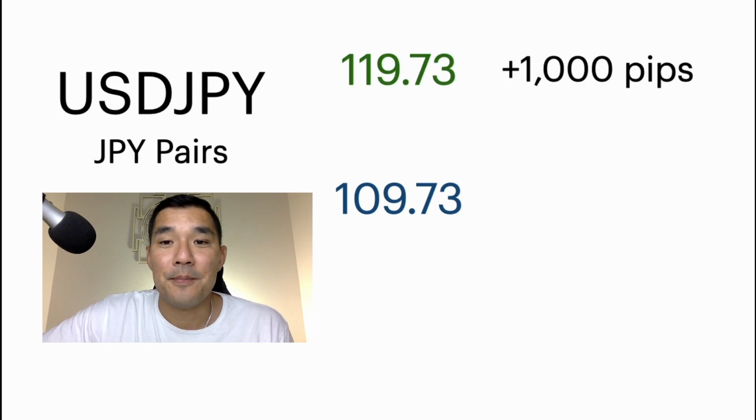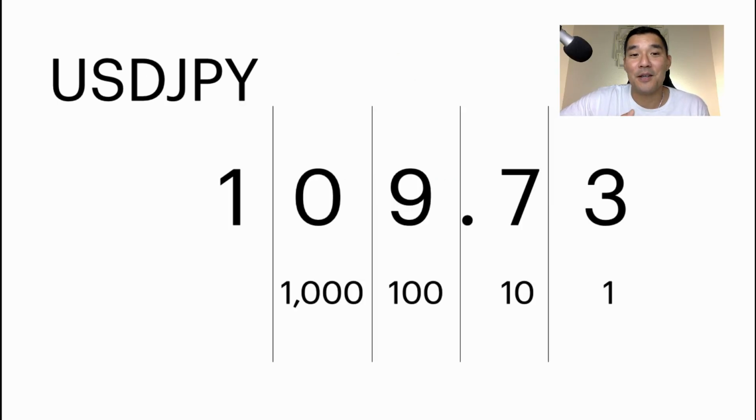And then finally, of course, if you added 1,000 pips, you would add it in that second position to the left of the decimal, and you would have 119.73. So to break down the price on the Japanese yen pairs, again, that's any currency pair that has the Japanese yen in it, the furthest decimal place is going to be the ones column. Then the next one to the left is going to be the tens, hundreds, thousands, 10,000s. So that's how pips work and how to calculate your profit and loss in pips.